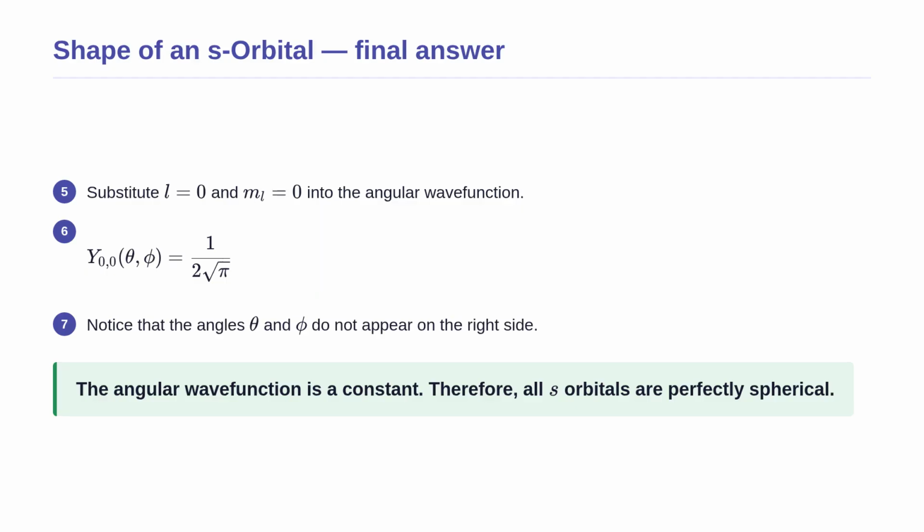Continuing with our 1s orbital, we look at the exact mathematical solution for these quantum numbers. The angular wave function Y equals 1 over 2 times the square root of pi. Notice something incredible here. The angle variables theta and phi do not actually appear anywhere on the right side of the equation. This means the output of the function is just a plain constant number, completely unaffected by which direction you are pointing. Because it has the exact same value no matter what direction you look from the nucleus, this proves mathematically that all s orbitals are perfectly spherical.